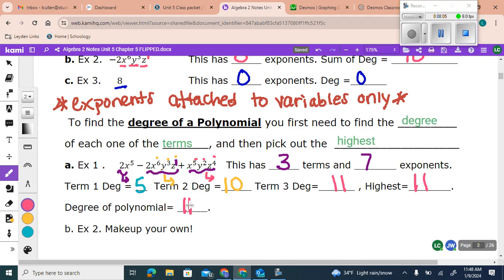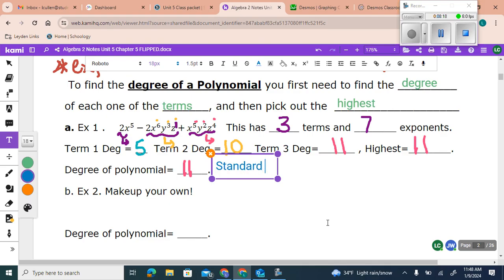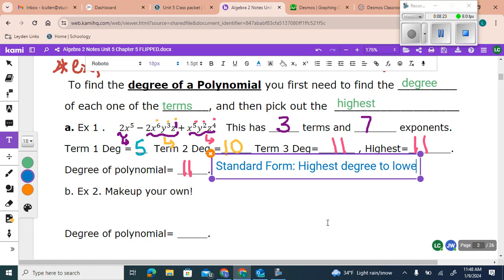Questions on that? So you're going through each term, adding the exponents, picking the highest one, and then you're going to write it in standard form. What is standard form? Highest degree to lowest degree. We always want to write our polynomials in standard form, from the highest degree to the lowest degree. So I'm going to give you a minute to talk to your partner, the people around you, and I want you to make up your own and tell me that I agree. Go ahead.